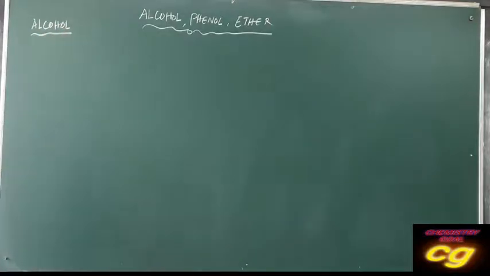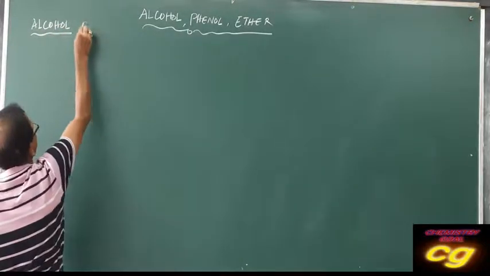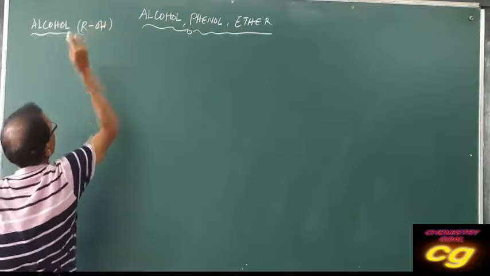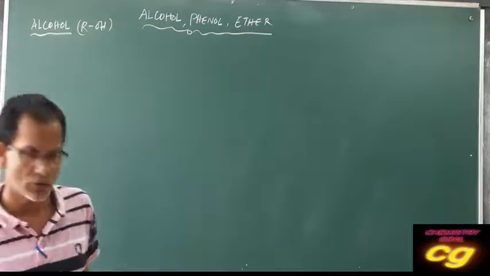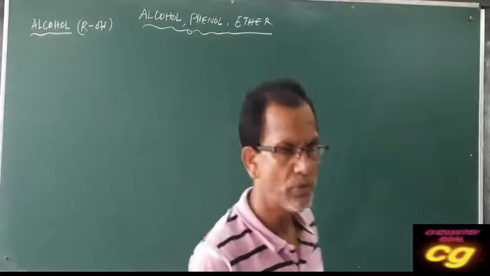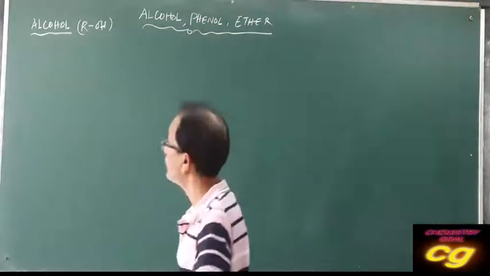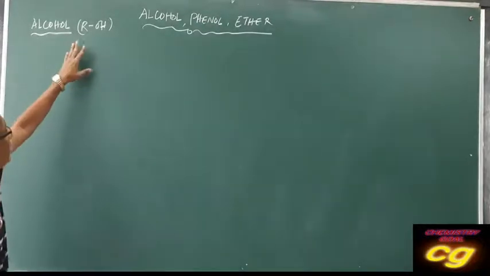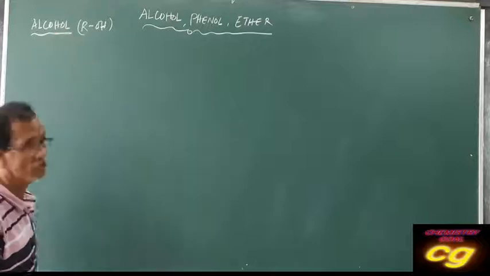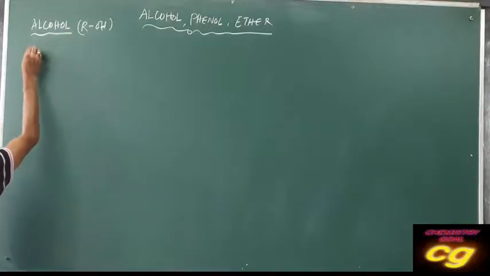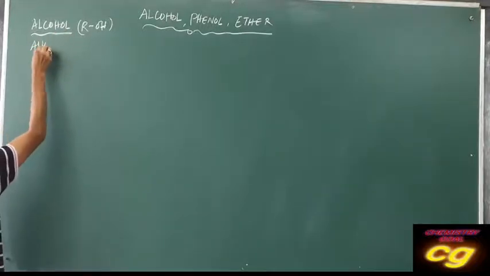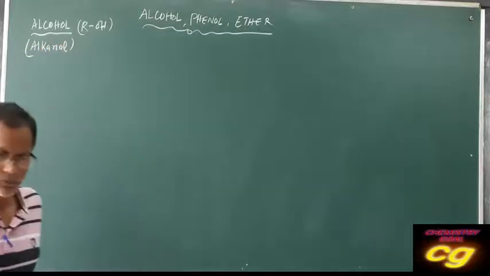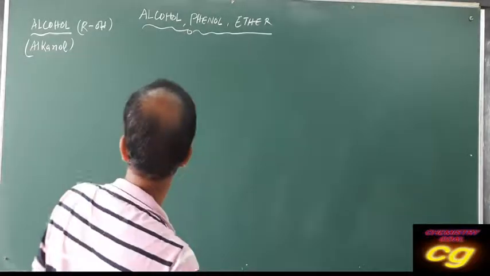The general formula of alcohol is ROH. An organic compound containing a hydroxyl group, that is the OH group, is called alcohol. It is also called a hydroxy derivative of alkane, and it is generally called alkanol, that means the suffix is -ol, the OH group.